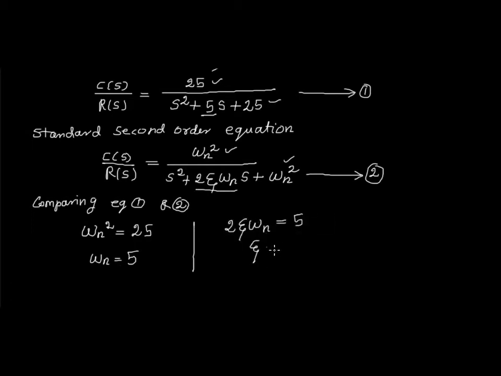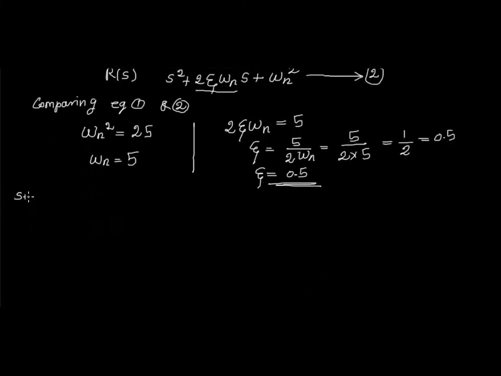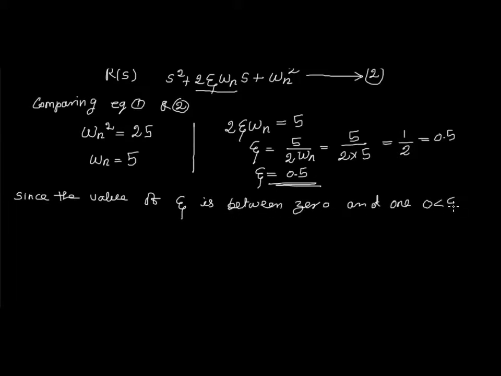Now 2 zeta omega n is equal to 5. If we substitute the value of omega n, we will be getting the value of zeta as 0.5. So now the value of omega n is 5 and zeta is equal to 0.5. Since the value of zeta is 0.5, which is between 0 and 1, the given system is an underdamped system.